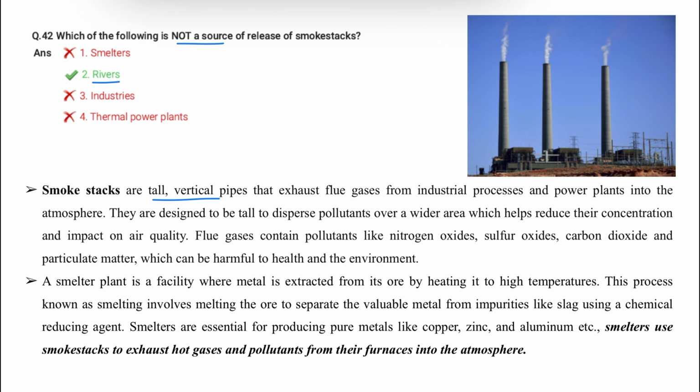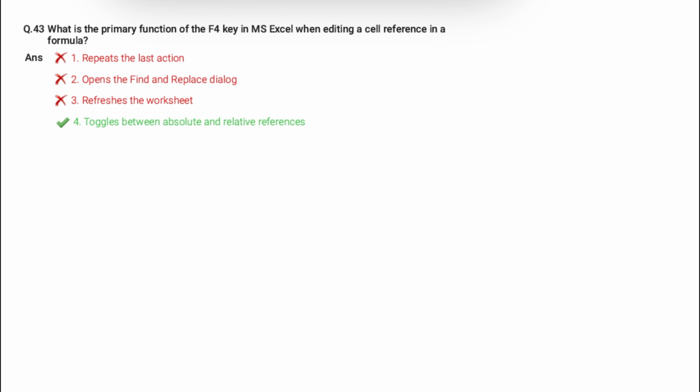A smelter plant is a facility where metal is extracted from its ore by heating it to a high temperature. This process is known as smelting, which involves melting the ore to separate the valuable metal from impurities like slag using a chemical reducing agent. Smelters use smokestacks to exhaust hot gases and pollutants from their furnaces into the atmosphere. Next question. What is the primary function of F4 key in MS Excel when editing a cell reference in the formula?